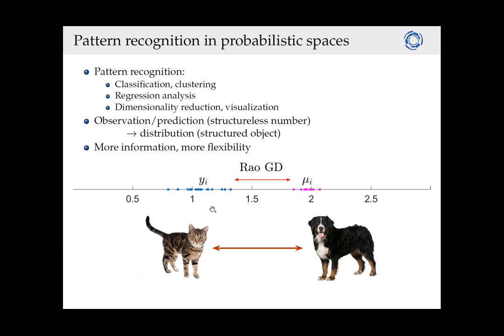So in the same vein, we do not want to compare individual points, which might be samples of this distribution, with individual points of the other distribution. We want to, as the Rao geodesic distance allows us to do, compare the probability distributions as objects as a whole.